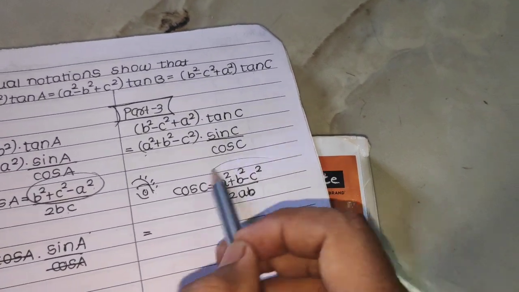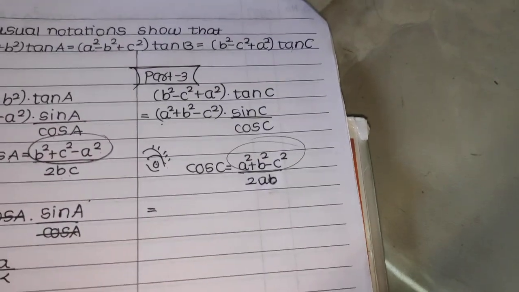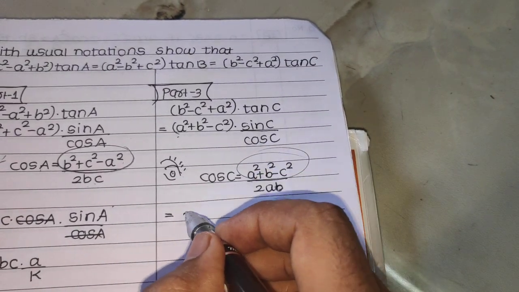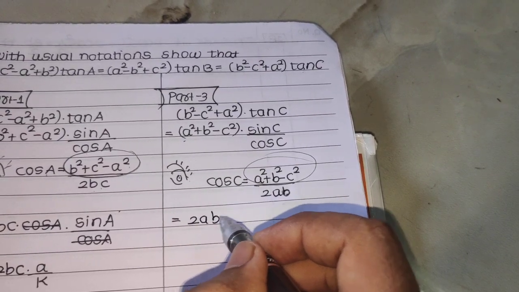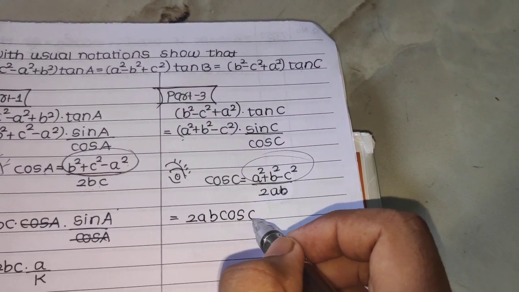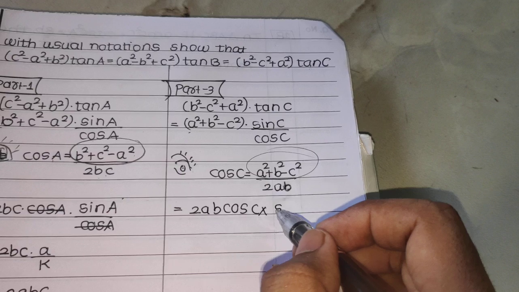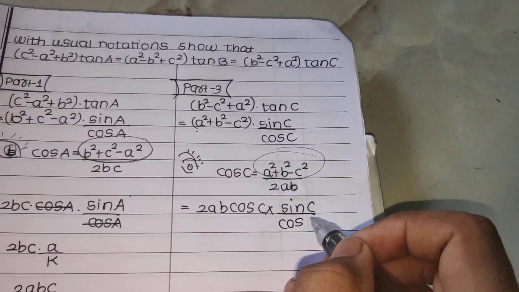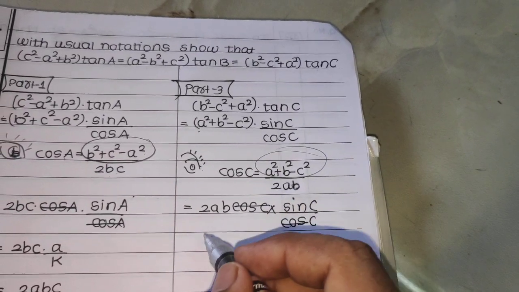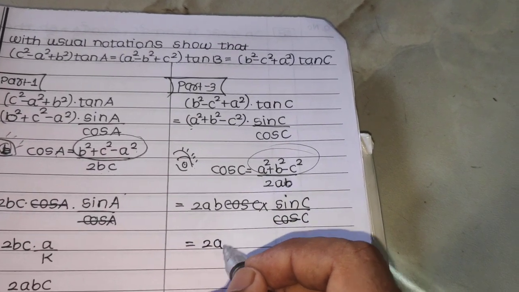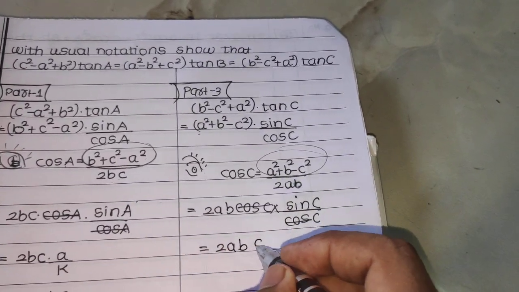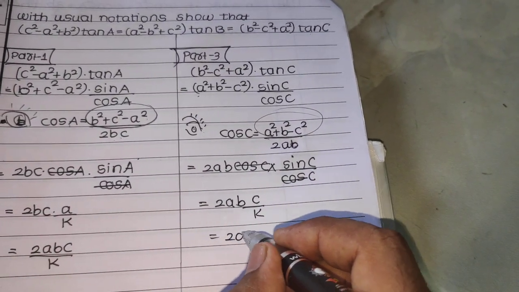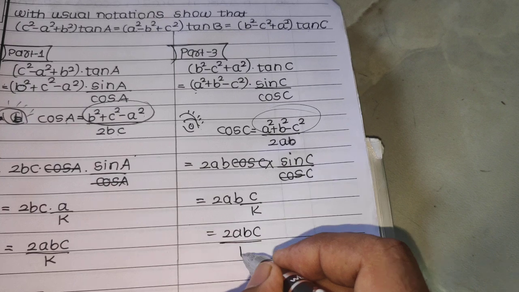So once again if you observe this term, you get 2ab cos c into sin c upon cos of c. Both get cancelled. So 2ab, now sin c can be written as c upon k by sine rule. So once again we come across the same answer, 2abc upon k.